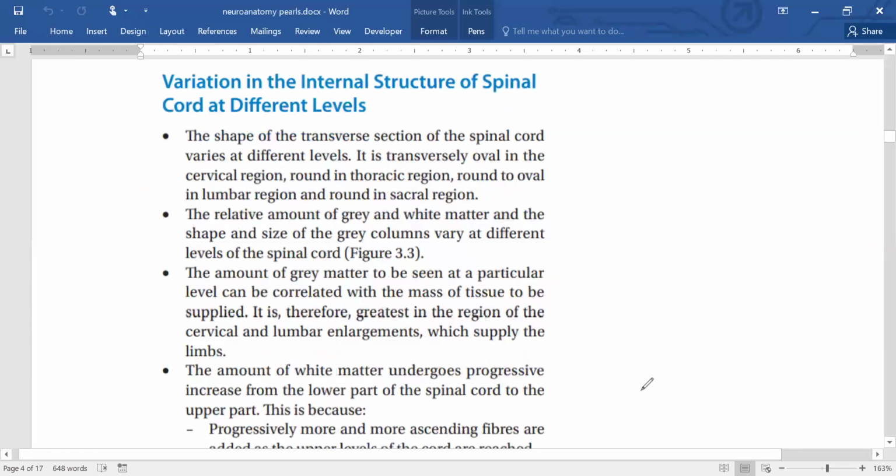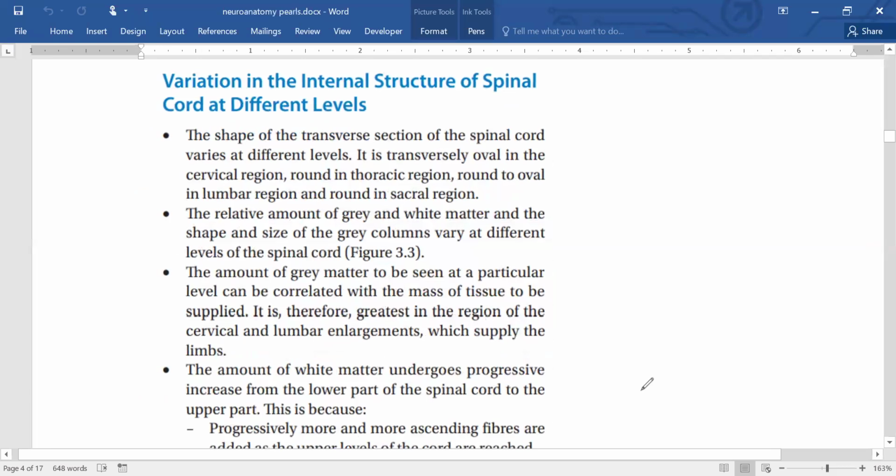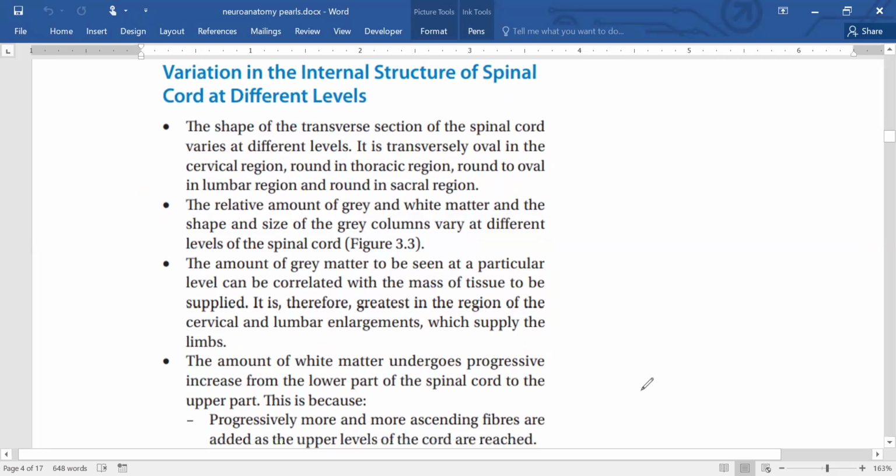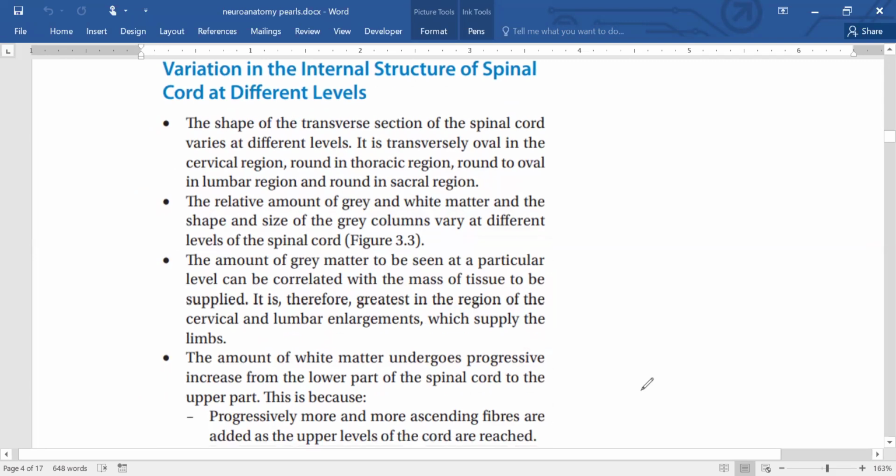If we look at the internal structure of the spinal cord at different levels, this is another important MCQ point, that the shape of the transverse section of the spinal cord varies at different levels, and the amount of gray matter and white matter also varies along the different regions of the spinal cord segments. Now, the spinal cord is transversely oval in the cervical region, round in the thoracic region, round to oval in the lumbar region, and round in the sacral region.